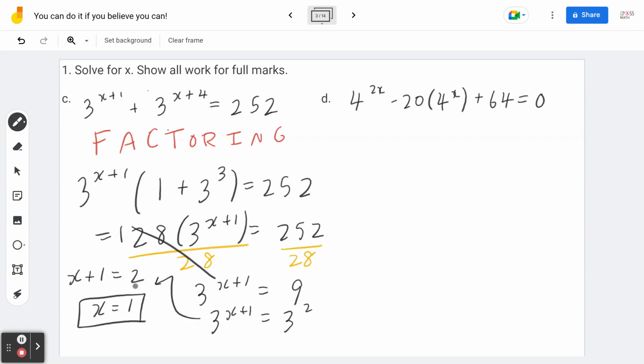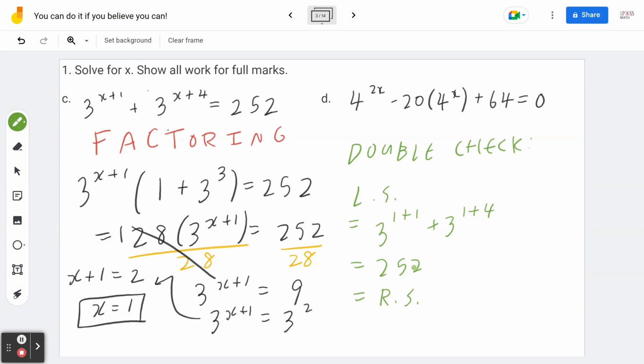Now, how do we know we're doing it right? Again, not to overstate this, you can go back and double check. So on the left-hand side, this is going to be equal to 3 to the power of 1 plus 1, plus 3 to the power of 1 plus 4. Again, you can grab a calculator. I'm going to take 3 to the power of 2 plus 3 to the power of 5. When I press equal, I see 252, which is precisely the right-hand side.